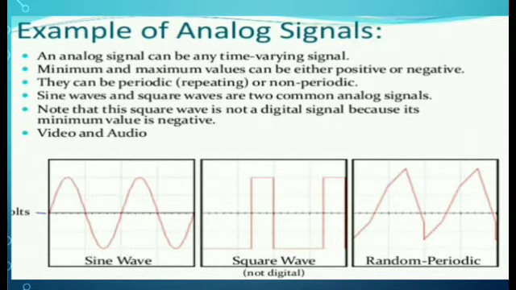See the first one: an analog signal can be any time-varying signal, and minimum and maximum values can be either positive or negative. They can be periodic or non-periodic, and sine waves and square waves are two common analog signals. Note that this square wave is not a digital signal because its minimum value is negative. Examples: video signals and audio signals are analog signals. This one is a sine wave, this one is a square wave, and this is a random periodic wave.